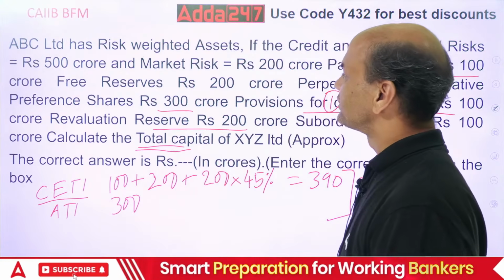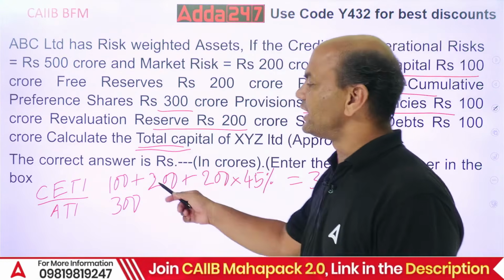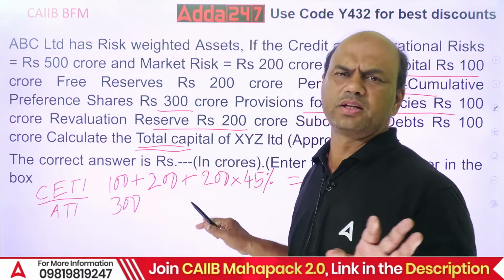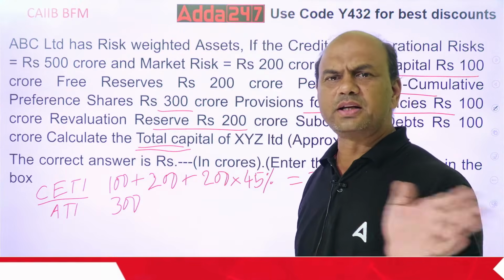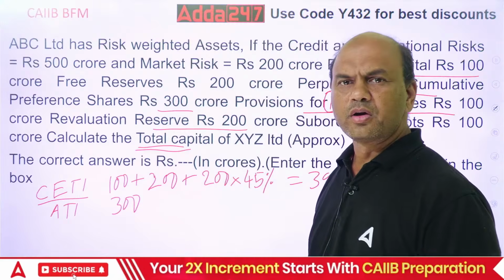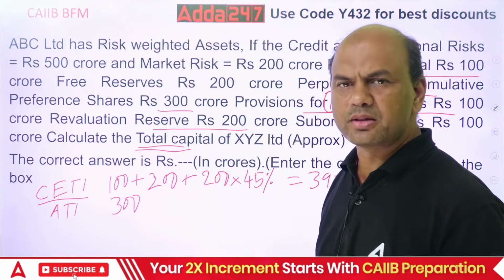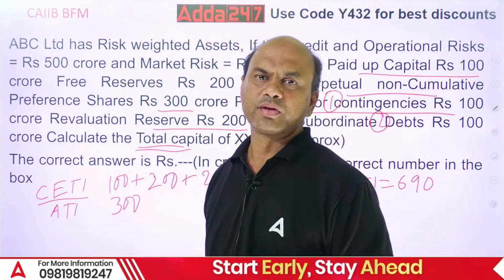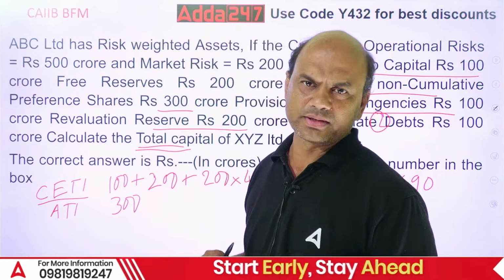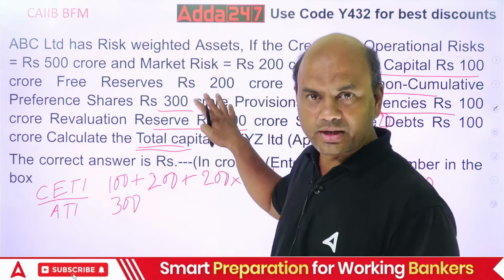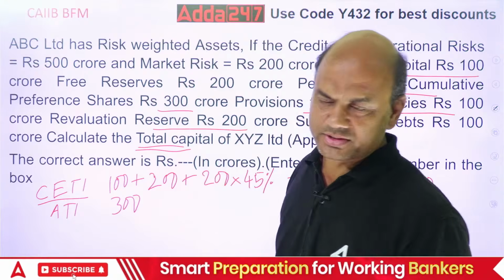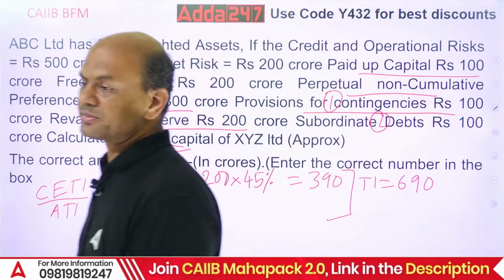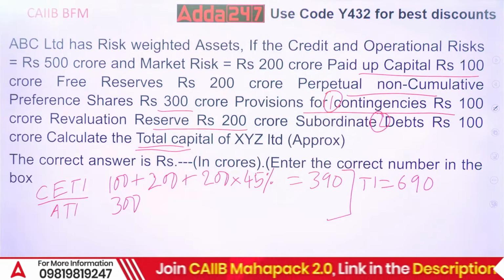So they may ask you this, or they may ask you only CET1 to find out. Find the CET1. Or they may ask you to find tier 2 capital, only tier 2. So part by part can also be asked. Full numerical can also be asked for 5 marks. So anything is possible. Okay?